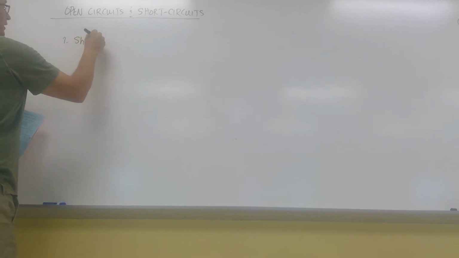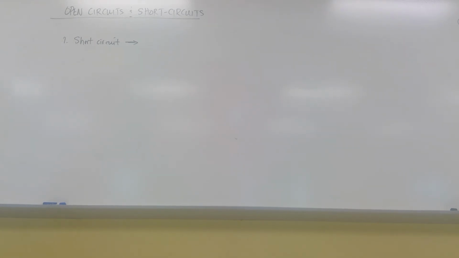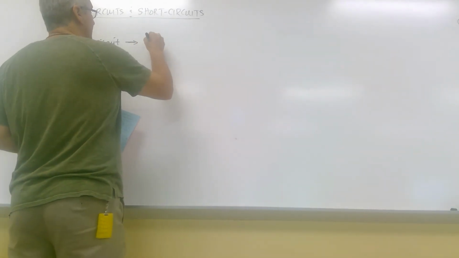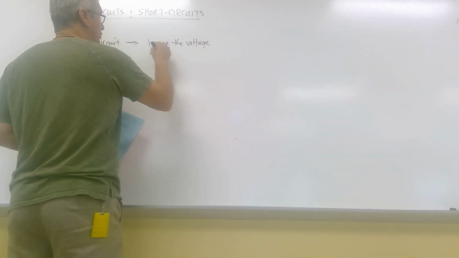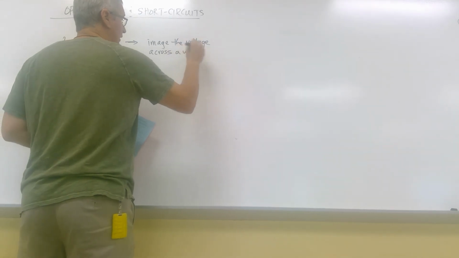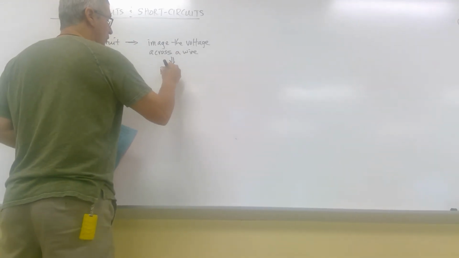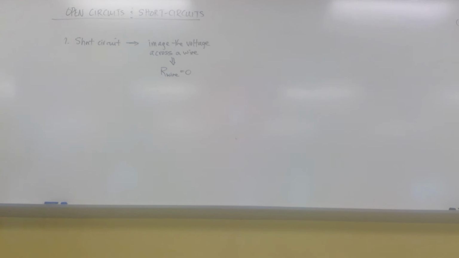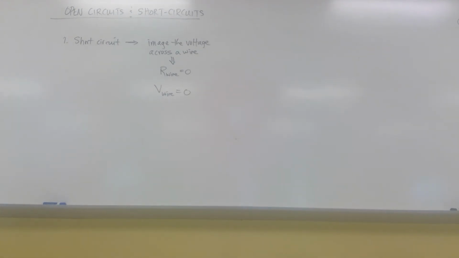And what you're going to find here is that when I talk about a short circuit, what this implies is that you have to look at the voltage across a wire. Imagine the voltage across a wire. Well, the fact that the resistance of a wire is equal to 0 implies that the voltage across the wire must be 0 as well. But what about the current?